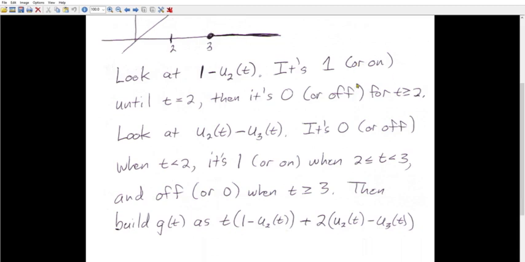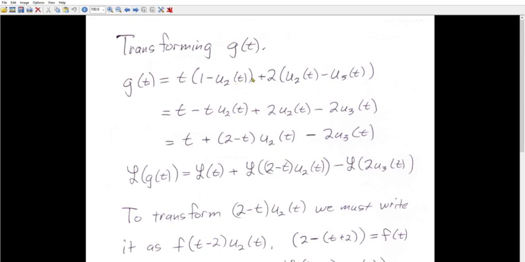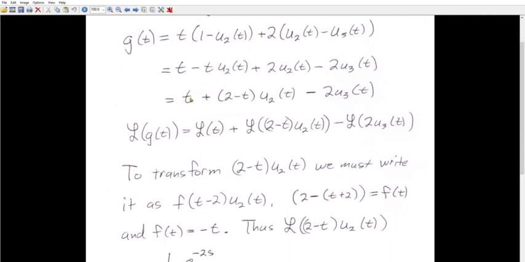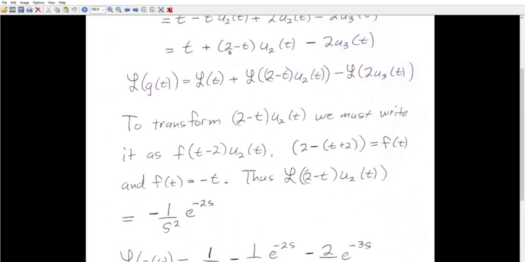Okay, now we're going to transform this thing. And the way we're going to do that is we're just going to multiply things out and collect terms. So we do that, and we collect the u2 stuff, and we get a 2 minus t times the u2. We get a minus 2 times the u3, and this is the stuff that's not multiplied by any step function, which is going to be easy to transform because it's in our table. This is the part where we have a function times u2 of t.